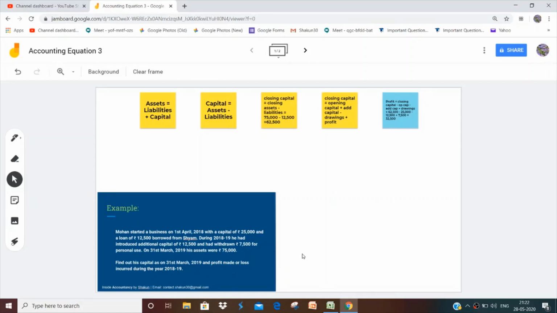There are a lot of questions in your book. This is one of the questions of T.S. Grewal. There are a lot of questions based on this. You can solve that, and any queries you can put a comment.